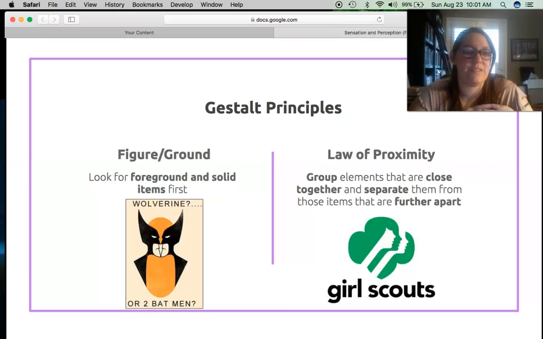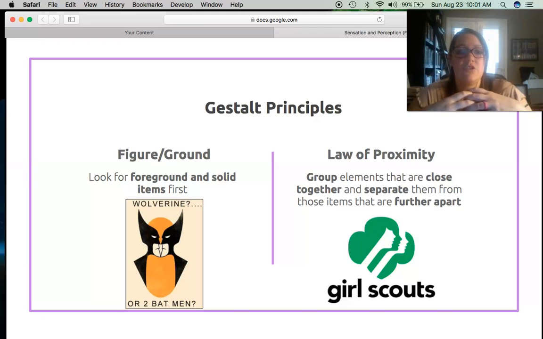Another Gestalt principle is figure and ground, saying that we look at the foreground and solid items first. If we look at this image, do you see Wolverine, the famed X-Men, or do you see 2 Batmans? Depending on your familiarity with Batman or the X-Men might contribute to which of these you're paying attention to first. The Batman is 2 different figures in the foreground, but the Wolverine is 1 solid figure, not 2 pieces broken up. That plays a trick with our mind and our eyes, going back and forth between seeing 2 different images in the same area.